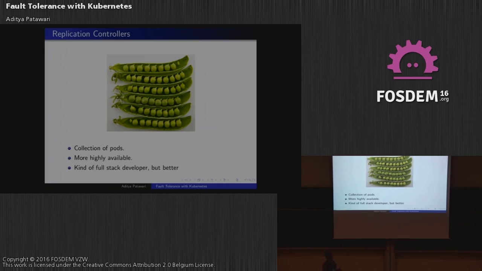A replication controller is basically a collection of pods, and they are designed to be highly available. That's what we are going to check out today: what happens if we bring down a container or pod by force. Essentially, they try to do everything. The replication controller is the most powerful entity inside the Kubernetes world.